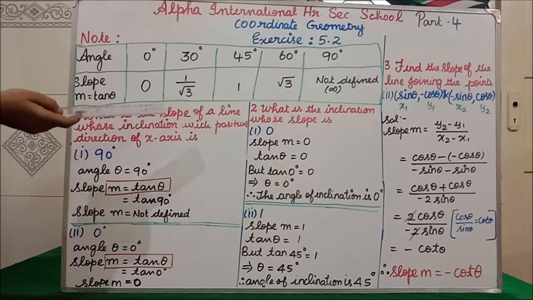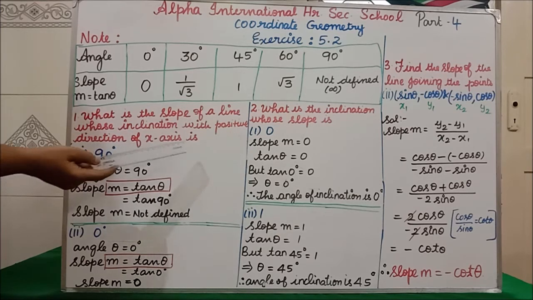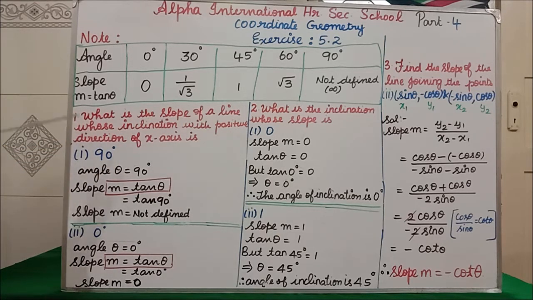What is the slope of a line whose inclination with the positive direction of x-axis is given? In the first question, we have two subdivisions. I have done both. In this question, they are asking what is the slope. I have told you before, slope means immediately you have to think what alphabet we use to represent slope. We represent the slope by small m. This is the slope of this line.